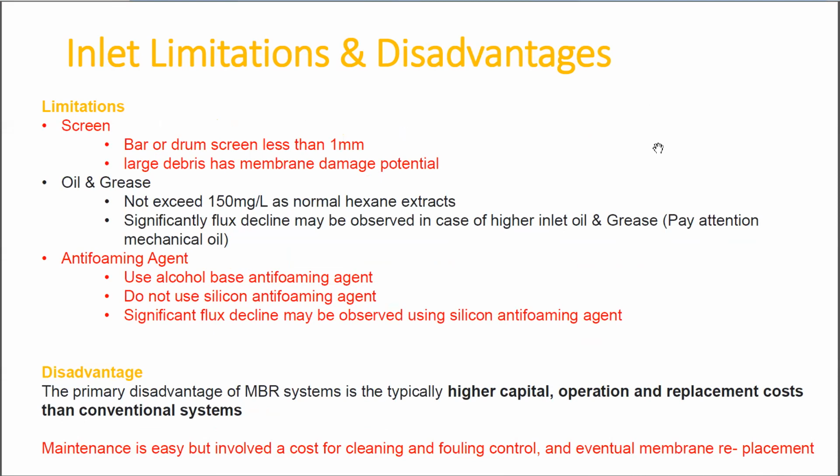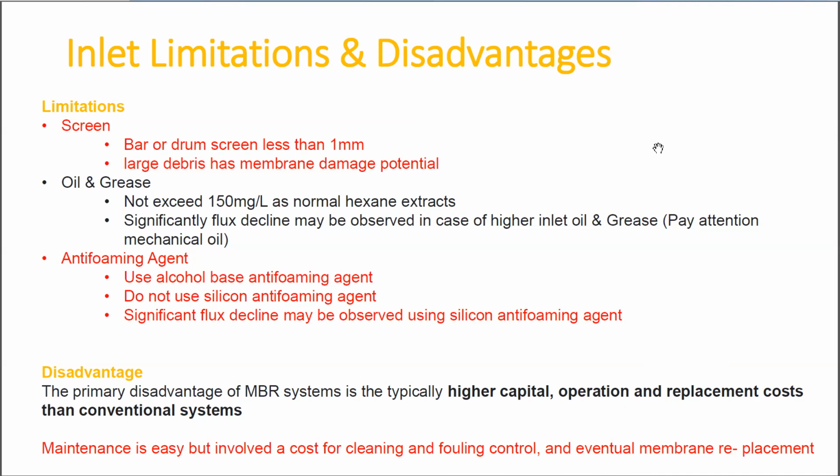Okay. Now we are moving to inlet limitations and disadvantages of MBR treatment. Limitations. We have to put screens. It may be bar or drum screen, but should be less than 1 millimeter, because large debris has membrane damage potential. Oil and grease should not exceed 150 milligram per liter as normal hexane extracts. Significant flux decline may be observed in case of higher inlet oil and grease.